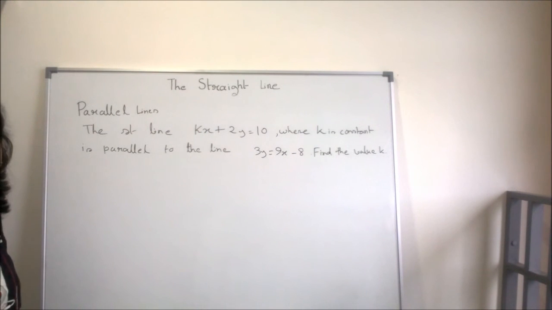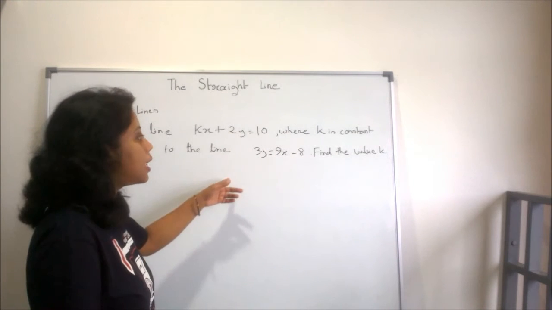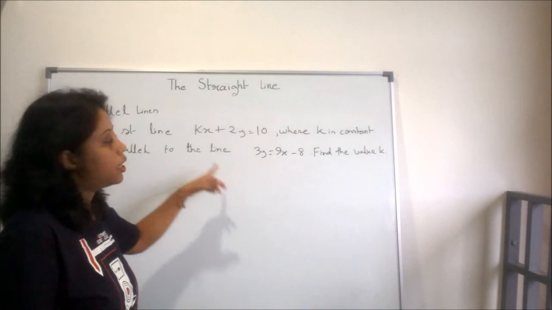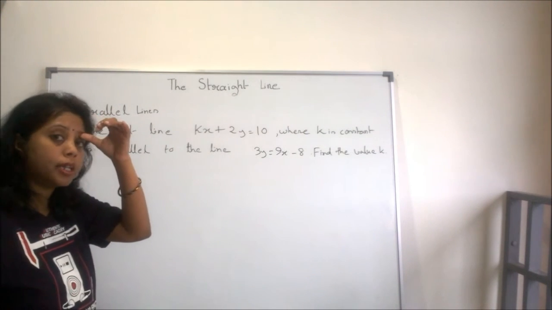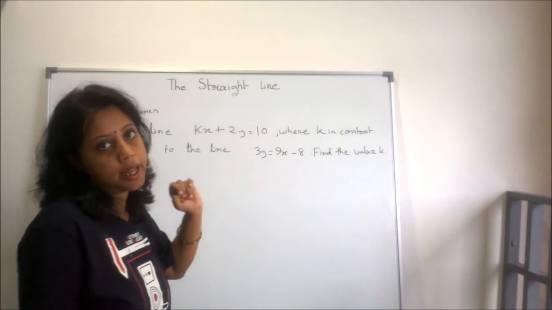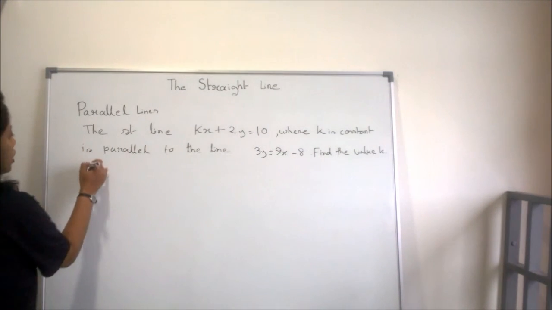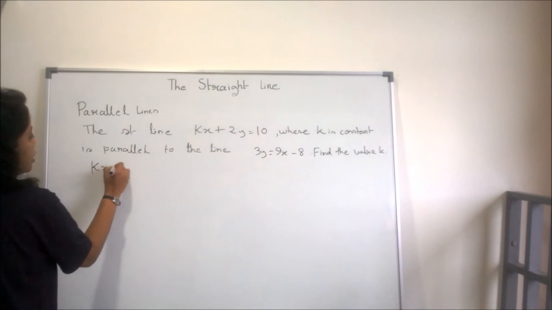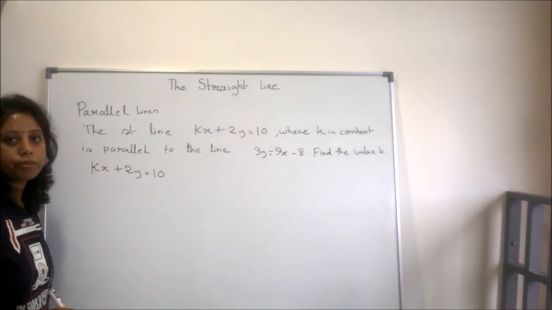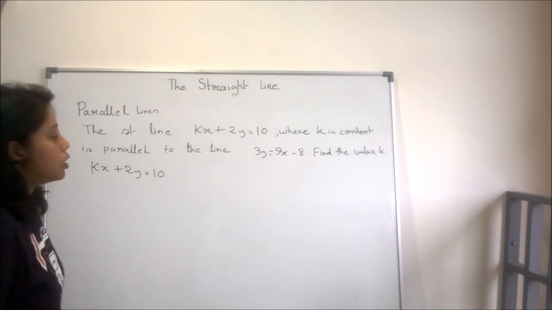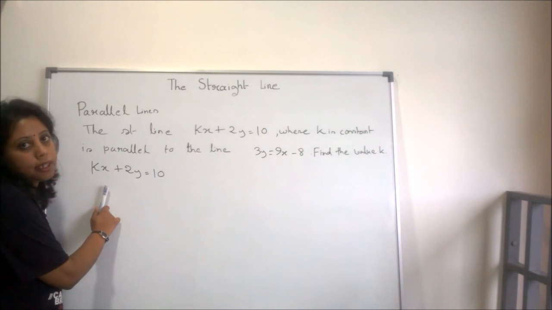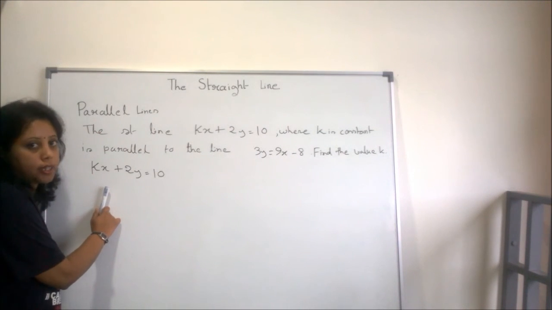So what do we know about the condition of parallel straight lines? That both the lines have the same gradient. So our aim is to find out the gradient of both these lines. From the first equation, this is kx plus 2y is equal to 10. Here also we have to find out the gradient. To find out the gradient, what will we do? We will write it in the general form of the straight line.